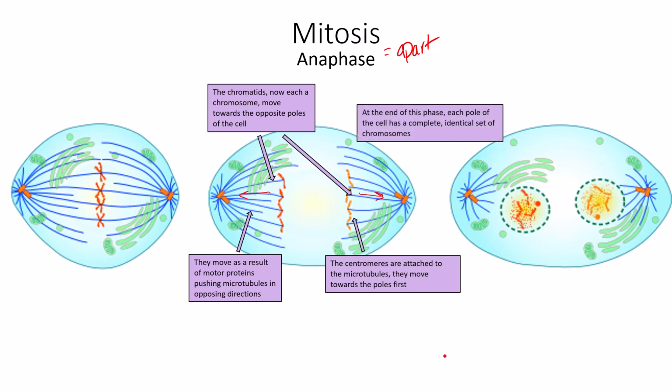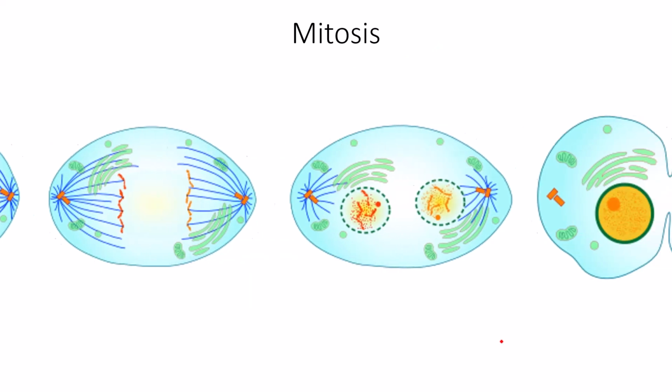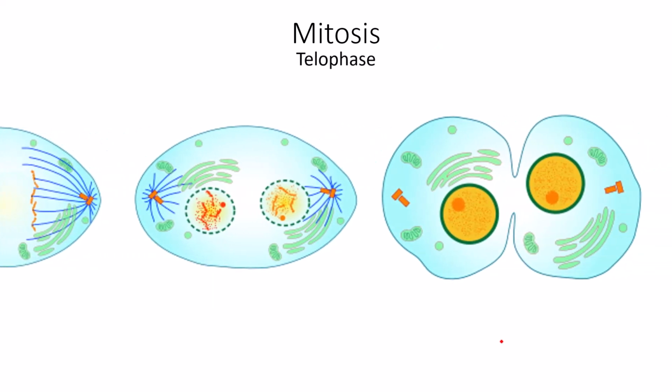At the end of this phase, each pole of the cell has a complete identical set of the chromosomes, and that will eventually lead to the new nuclei forming. Telophase is characterized by the new nuclei forming, and so the first thing we would need to do is we would need to get all of the chromosomes to each of the poles.